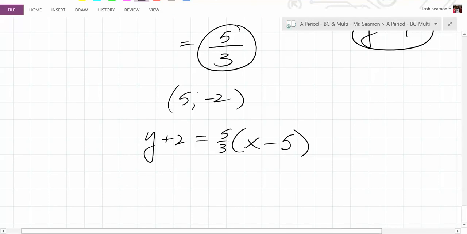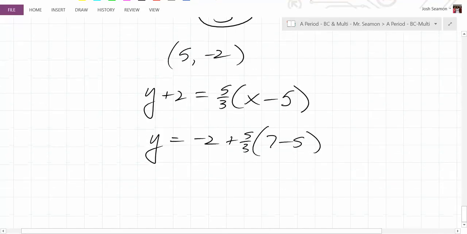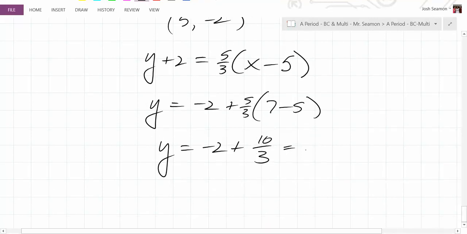So then what are we plugging into this? 7. So you get y is equal to negative 2 plus 5/3 times 7 minus 5. So you have y is equal to negative 2 plus 10/3, correct? So how many thirds? You got 6, so 4/3, right? Yeah, exactly. And that's exactly what we needed.